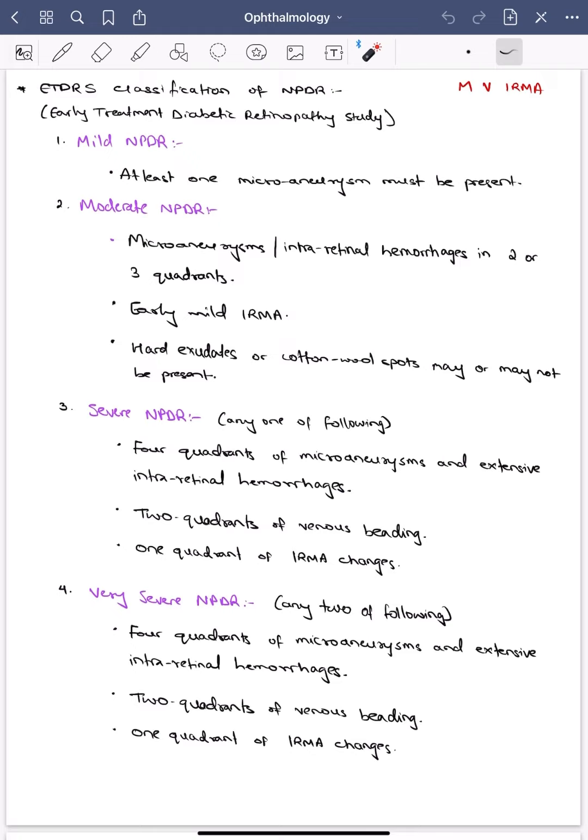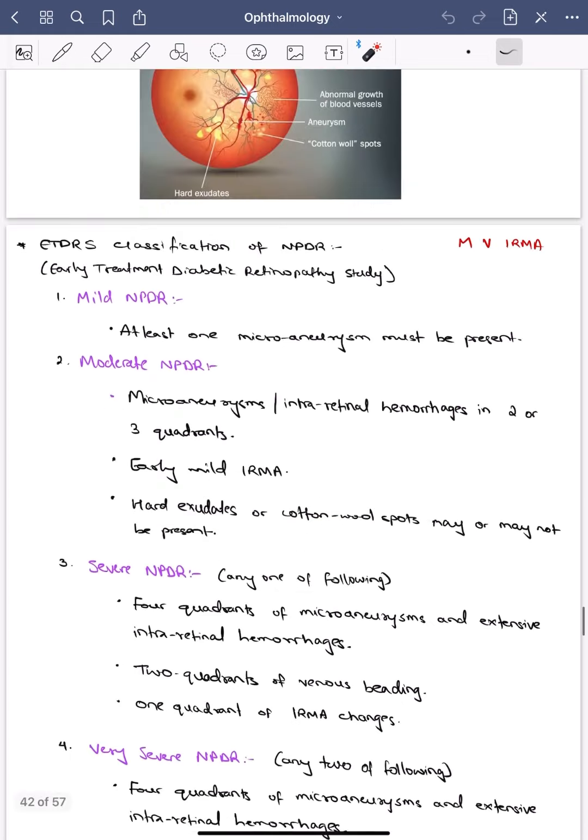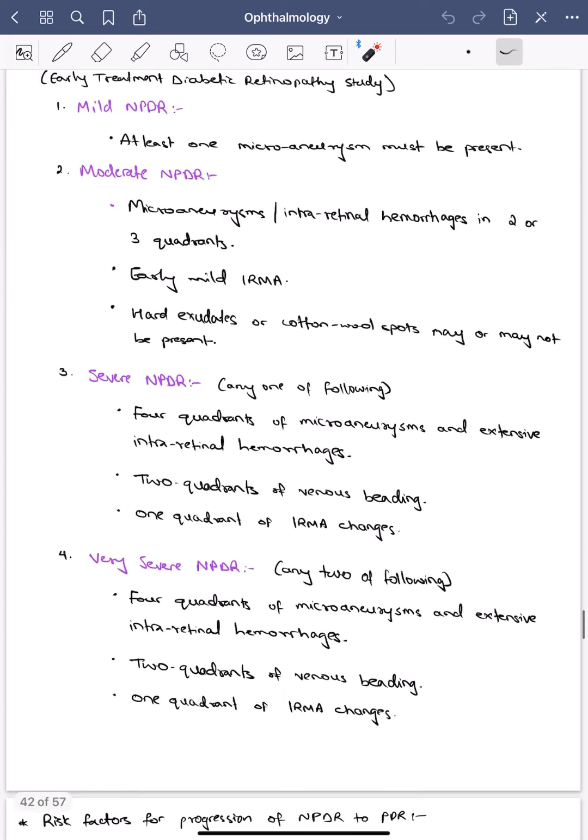Now, severe and very severe NPDR is based on the 4-2-1 rule. 4 means there should be 4 quadrants of microaneurysms and extensive intraretinal hemorrhages. 2 is for 2 quadrants of venous beading, and 1 is for 1 quadrant of IRMA changes. So remember the 4-2-1 rule: 4 quadrants of microaneurysms or extensive intraretinal hemorrhages, 2 quadrants of venous abnormalities, and at least 1 quadrant of IRMA.